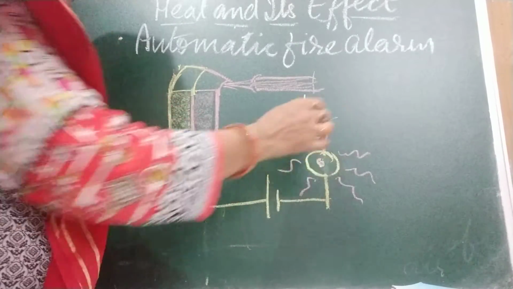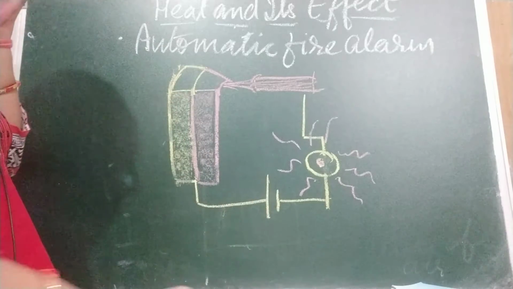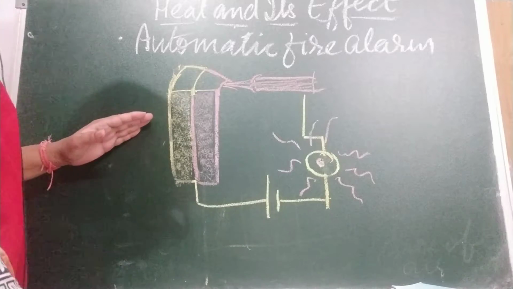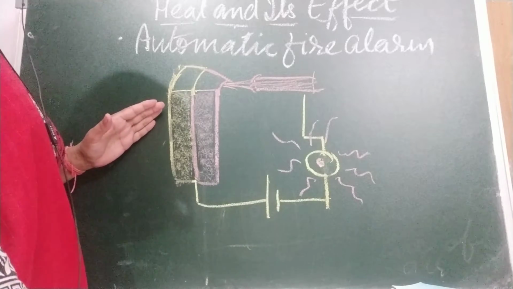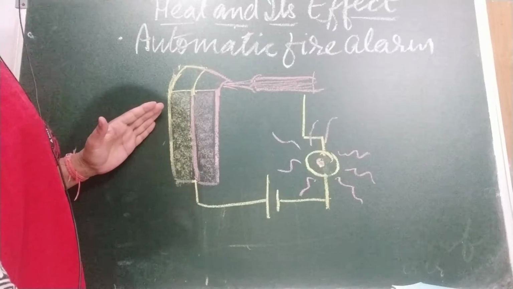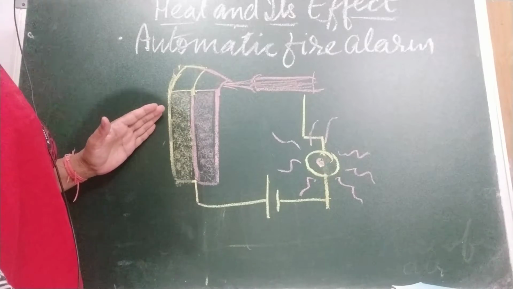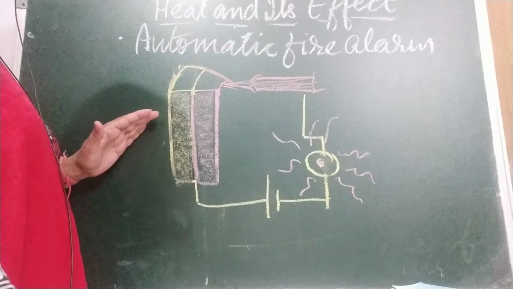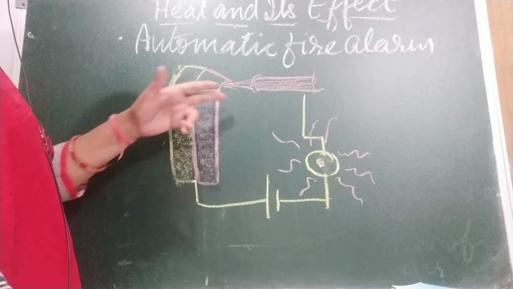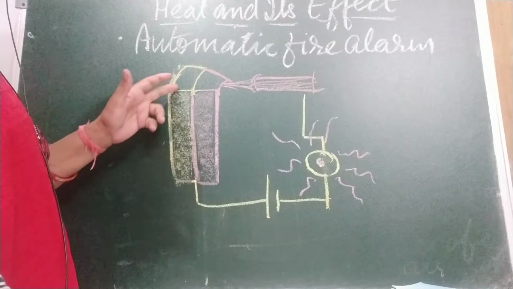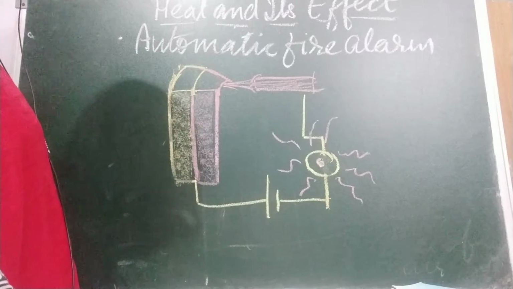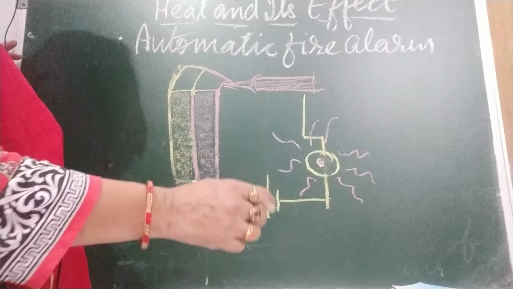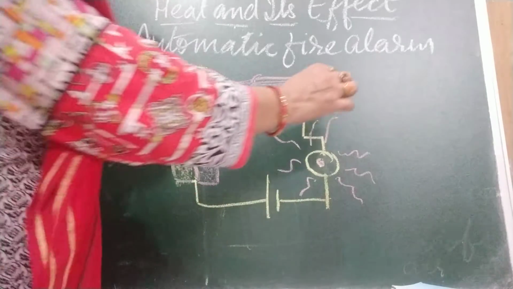Okay, so here what are we using? Expansion we are using. So I am again telling you, when this bimetallic strip gets heated because of fire, it bends on the side of iron. As it bends, the circuit of the electric bell is completed, and the bell starts ringing to give the alarm. That's all.